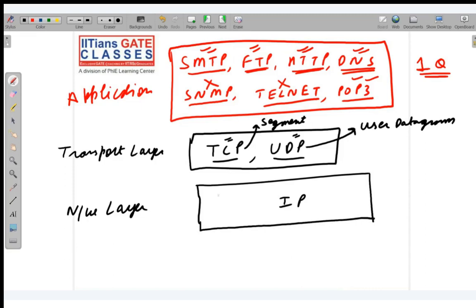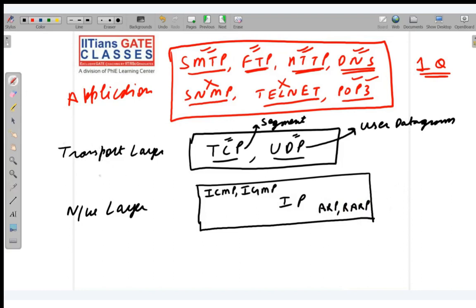We have four supporting protocols of IP: ICMP, IGMP, ARP, and RARP. ICMP is Internet Control Message Protocol. IGMP is Internet Group Message Protocol. ARP is Address Resolution Protocol. RARP is Reverse Address Resolution Protocol.